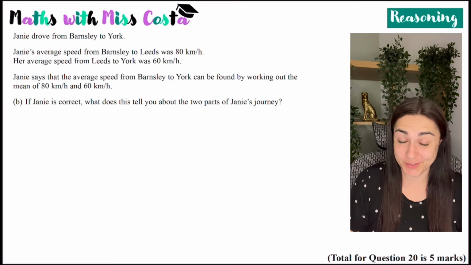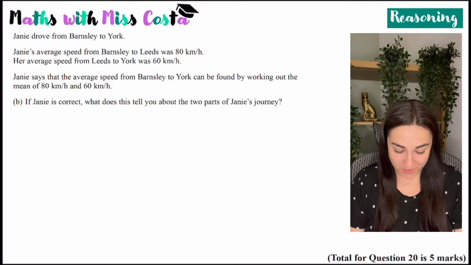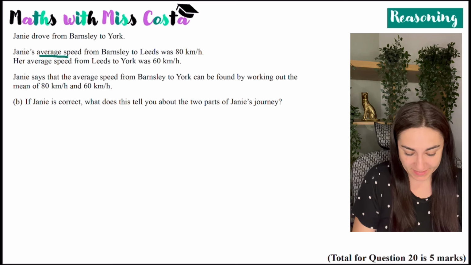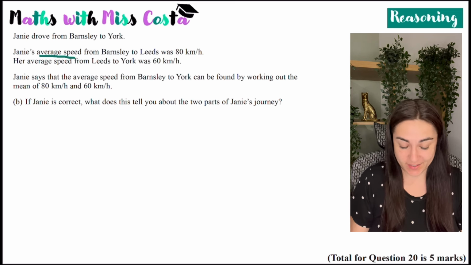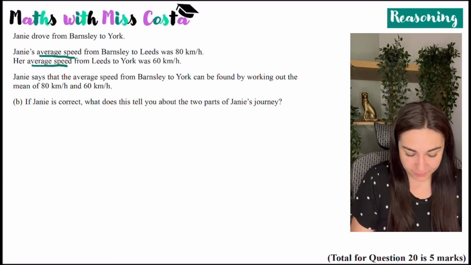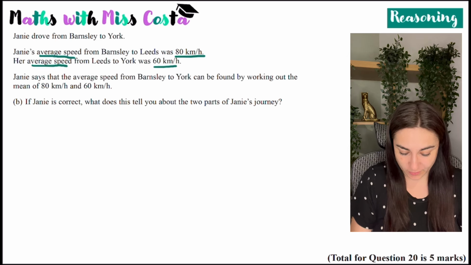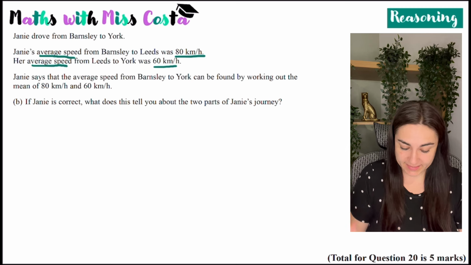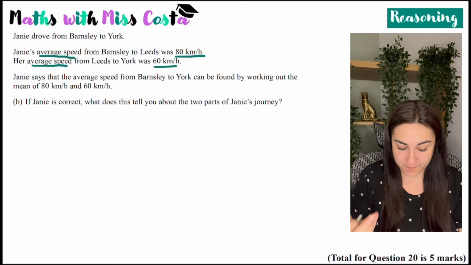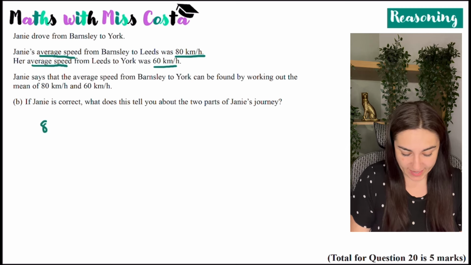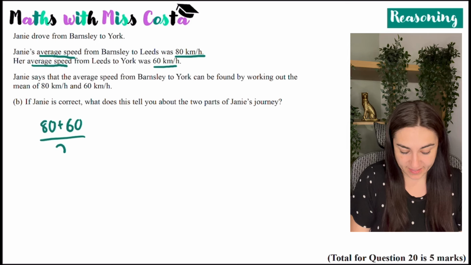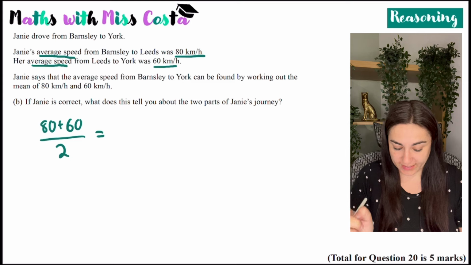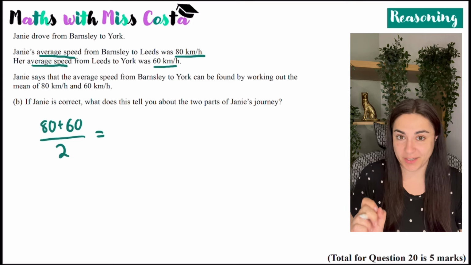So this is quite a tricky question, just for 1 mark, but it's saying Janie drove from Barnsley to York and her average speed from Barnsley to Leeds was 80 kilometres per hour and her average speed from Leeds to York was 60 kilometres per hour. Now she says that the average speed from Barnsley to York can be found by working out the mean, which means adding 80 plus 60 together and dividing by 2. If Janie is correct, what does this tell you about the 2 parts of Janie's journey?